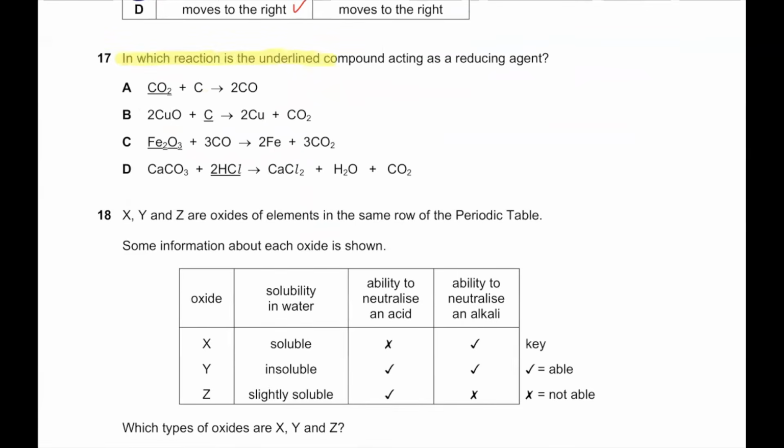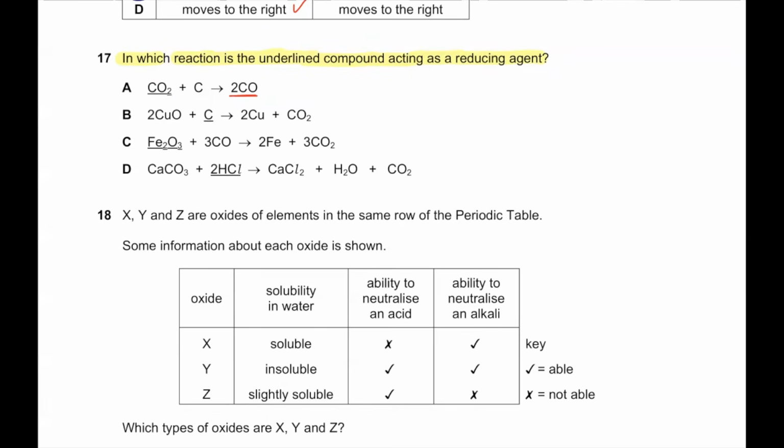In which reaction is the underlined compound acting as a reducing agent? Now we can see carbon dioxide reacting with carbon to produce carbon monoxide. Good question. In this question, in here we had the carbon's oxidation state of +4.